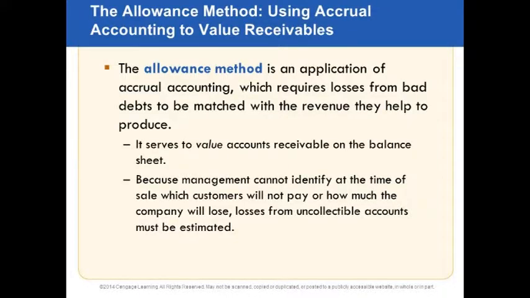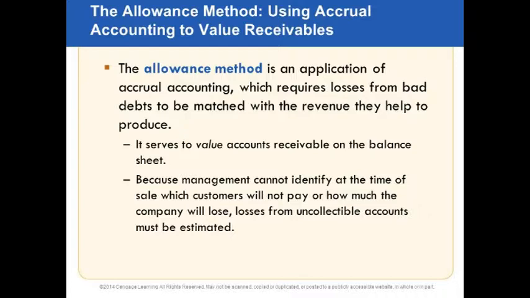Let's talk about the allowance method for accounts receivable. I'm not going to go into any great detail here in terms of the journal entries. Those are in your text. But once again, the allowance method is used in accrual accounting. It allows losses from bad debts to be matched with the revenue in the time period that they actually happen. So it serves to value the accounts receivable on the balance sheet. It puts a true value of accounts receivable on the balance sheet.